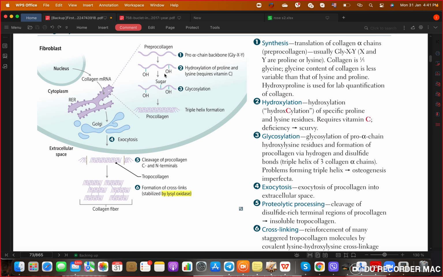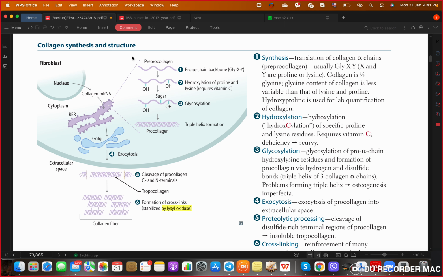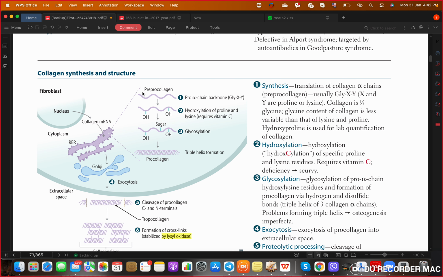Okay. So far we have these processes: formation of the pre-procollagen, formation of the hydroxylated form of collagen, formation of the glycosylated form of collagen. They want you to know that all of this is occurring inside of the rough endoplasmic reticulum. Everything from pre-procollagen until you make the procollagen is occurring inside of the endoplasmic reticulum. They want you to know that.